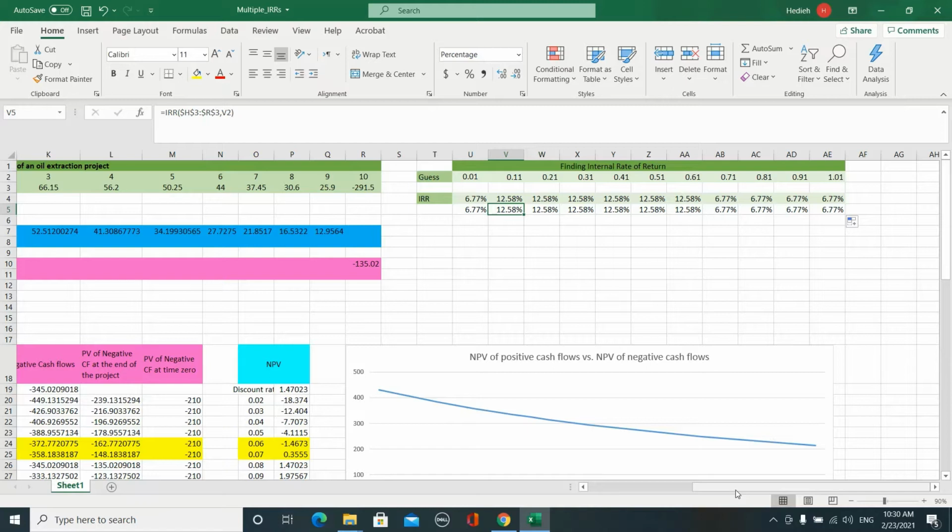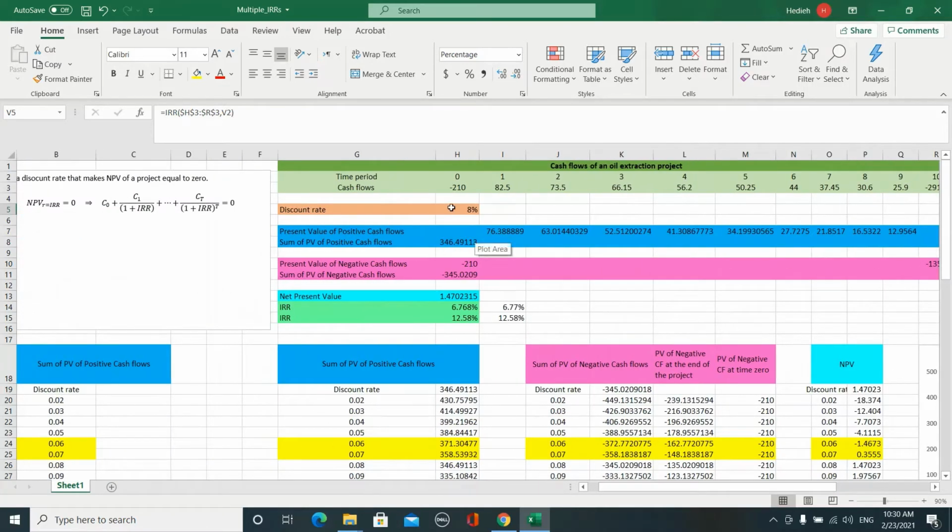Now, I cannot use internal rate of return rule to decide whether to invest in this project or not. Based on internal rate of return rule, you invest in a project whenever internal rate of return of the project is equal to or larger than your cost of capital, which here is 8%.